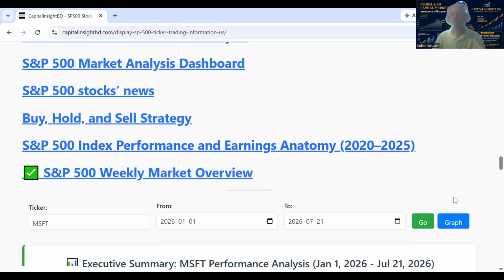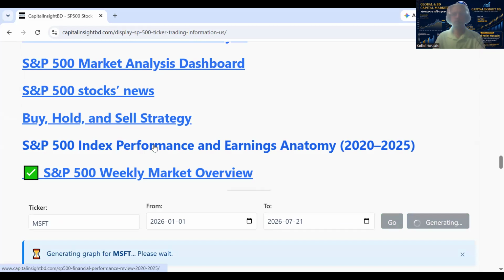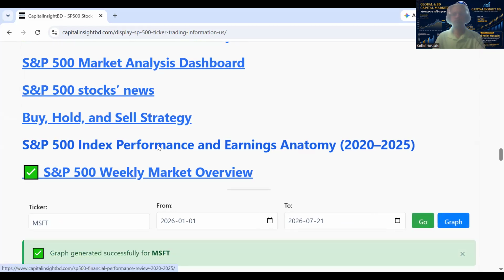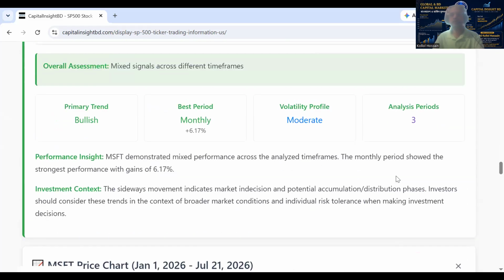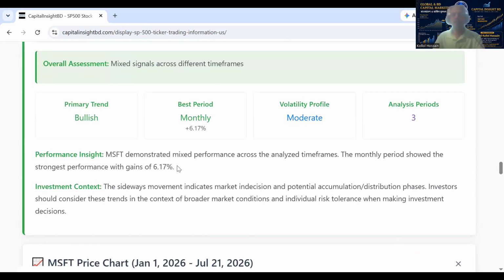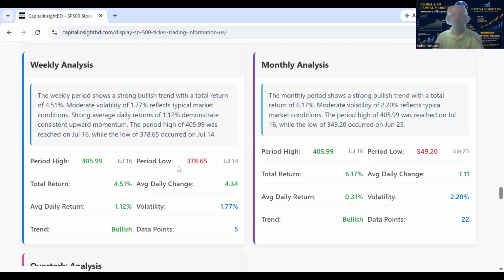We can generate the graph also here. So we can see the graph also. Now you see that overall Microsoft is in a downward trend. The red line is downward, but in the case of Apple, it was upward. In that way, you can compare stocks with one another. That's the beautiful thing here.